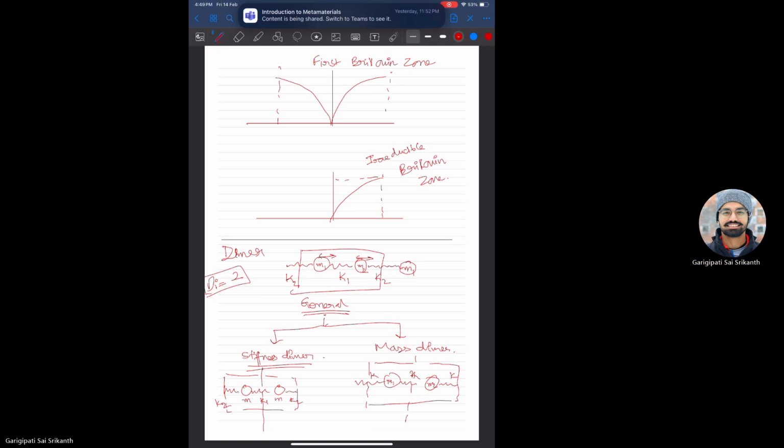Similarly, we have a mass dimer. That means mass is dimerized, which means M1, M2, M1, M2, M1, M2. Whereas the stiffness K is not dimerized, as if it was a monomer, but it's the mass which is causing the overall unit cell to be dimerized. In the stiffness dimer, it's the stiffness which is causing the overall unit cell to be dimerized.